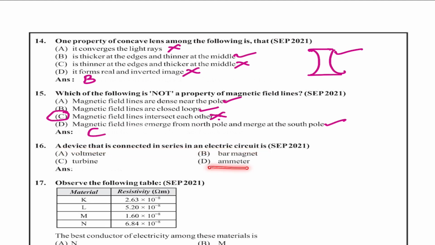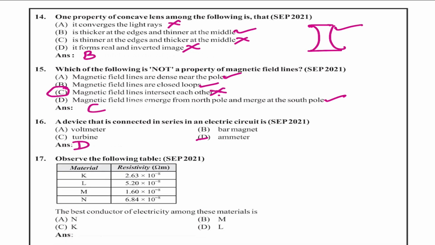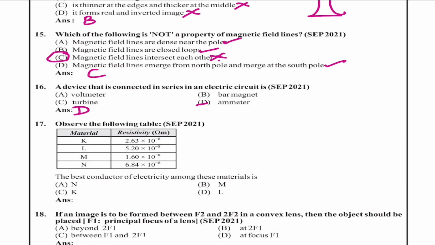We very well know that it is an ammeter. Voltmeter is connected in parallel with the resistors. So, how is the ammeter connected? It is connected in series. Hence, the correct answer for the 16th question is option D. Coming to the 17th question. Observe the following table. There are again 4 types of material, K, L, M, N, and their resistivity values are given.